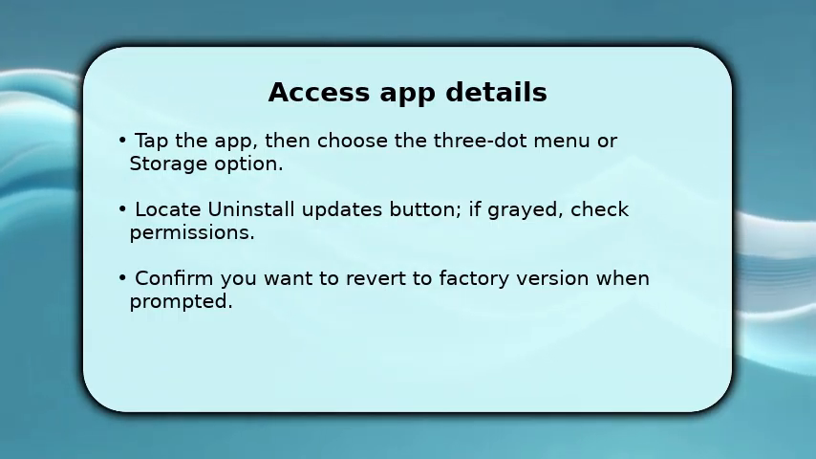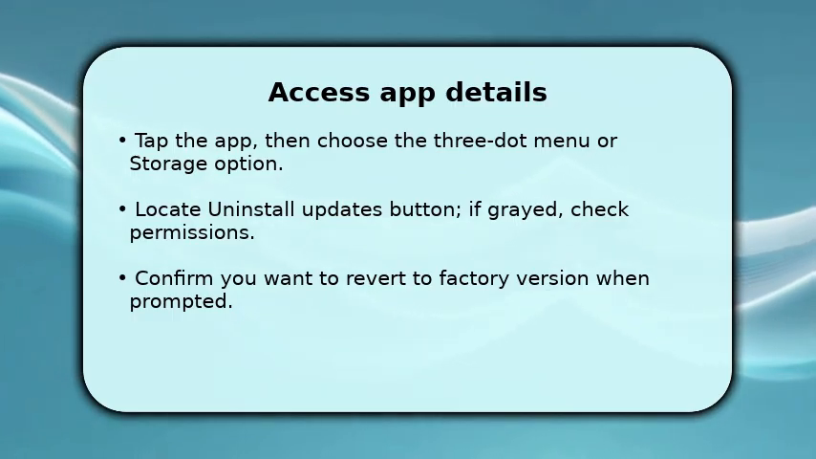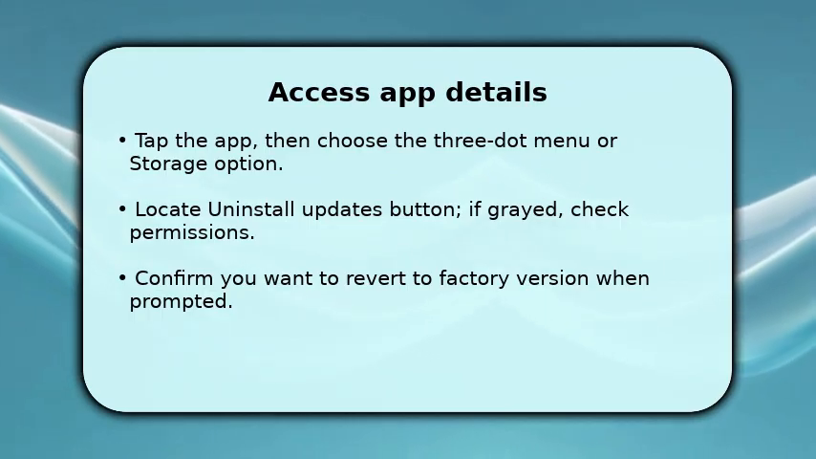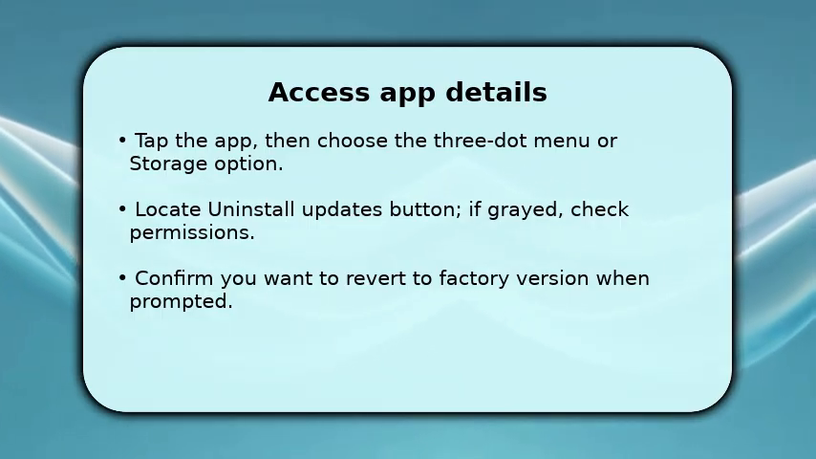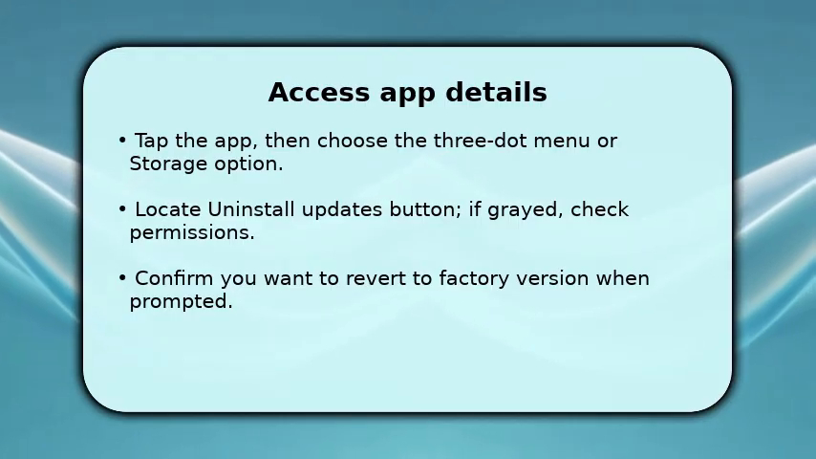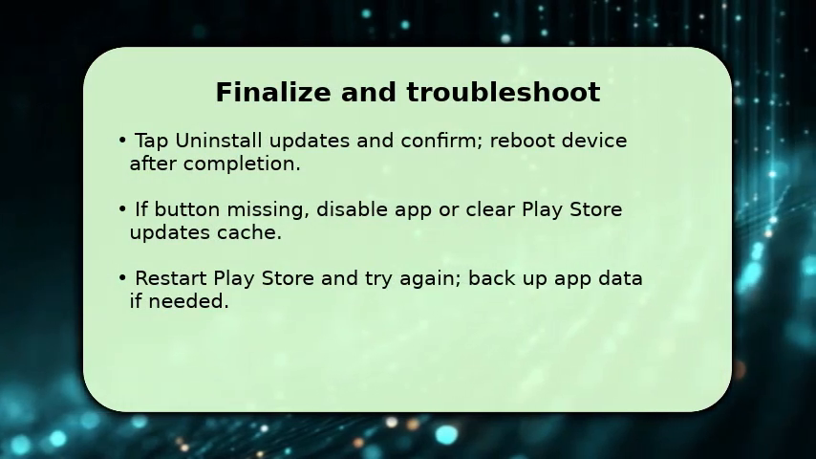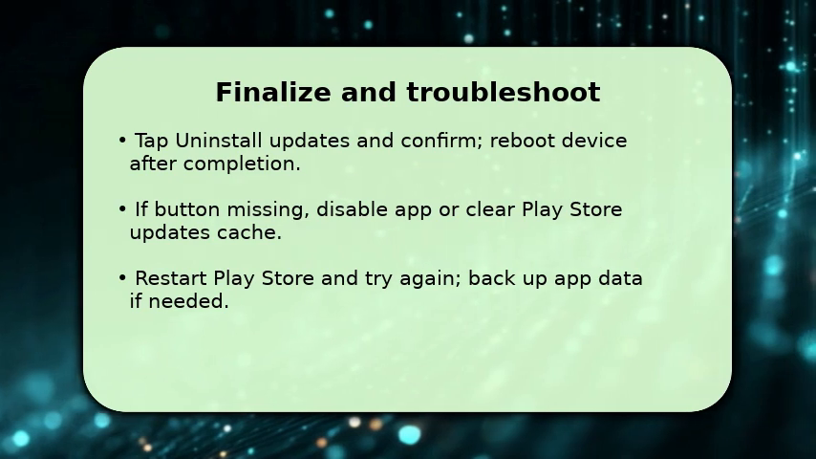You should confirm because this removes only updates and keeps your data unless the system warns otherwise. Make sure to check for any app restrictions that might block this action before proceeding. Finally, tap Uninstall Updates and confirm the action. The device will remove OTA or Play Store updates and keep the original factory app.